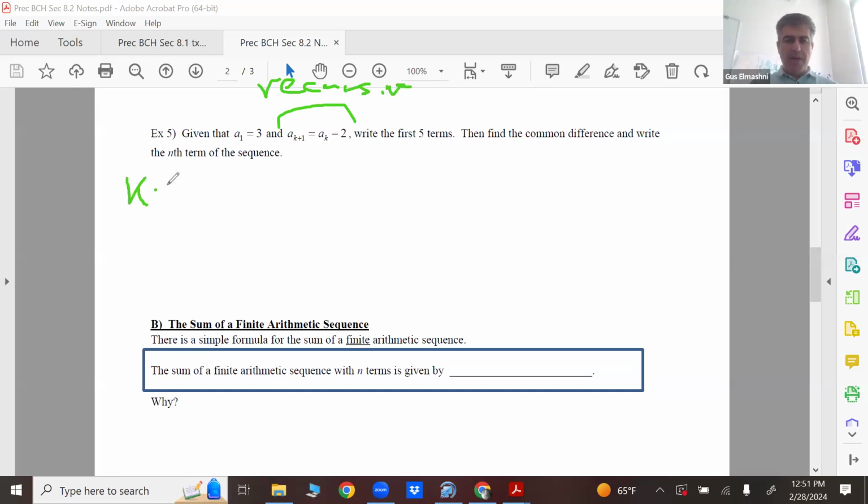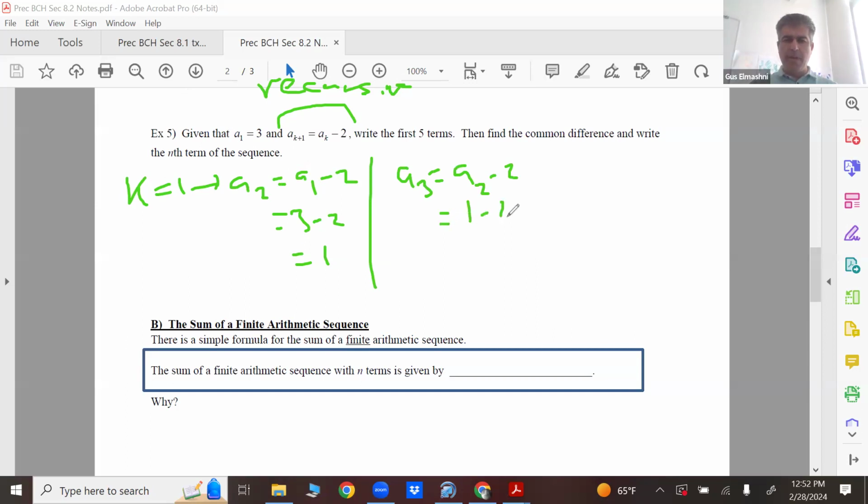So for example, if k is 1, you have A2 equals A1 minus 2. You get 1, right? Next up, A3 equals A2 minus 2. That's going to be 1 minus 2, or negative 1. What's the pattern you're noticing, guys? Subtract by 2, and duh, you'd have minus 2, right?